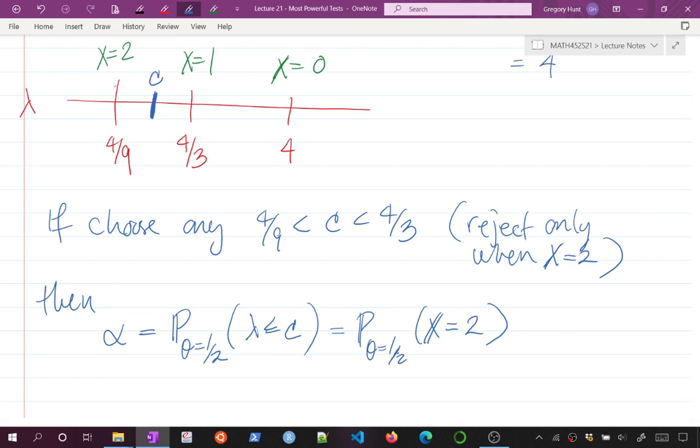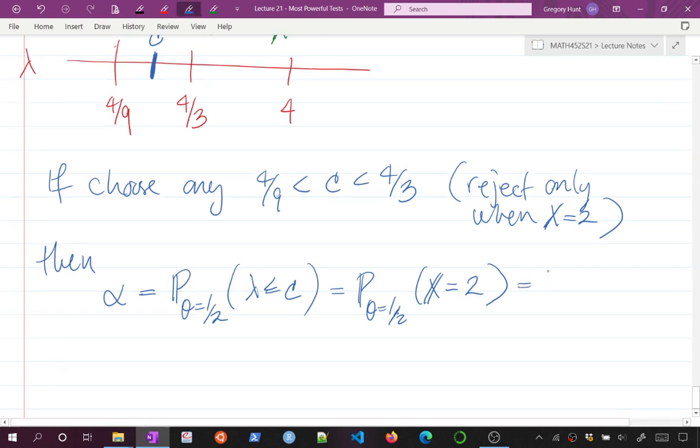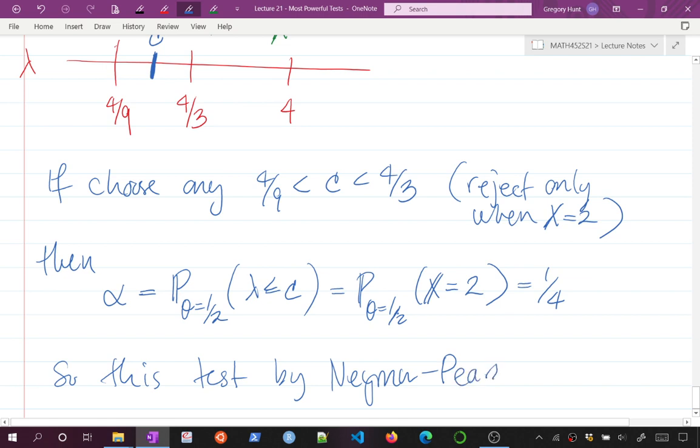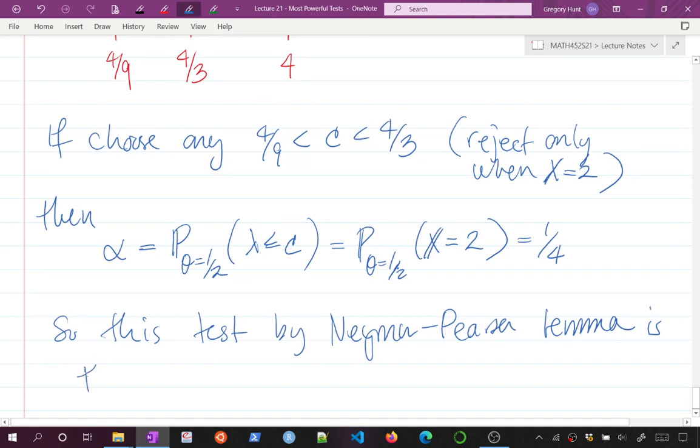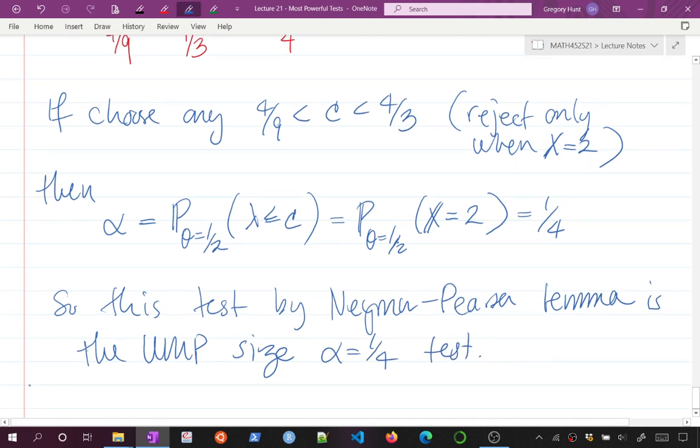It's almost so simple a problem, it's confusing. Turns out this probability you can show is 1/4. And so this test, by the Neyman-Pearson lemma, is the UMP size alpha equals 1/4 test. So there's a kind of discrete example. It's almost maybe the first one to start with. It's very simple.